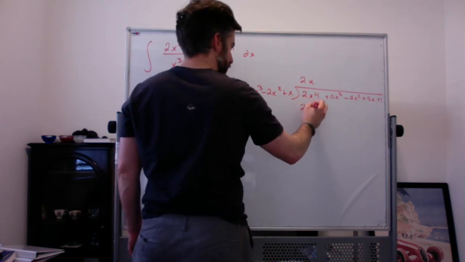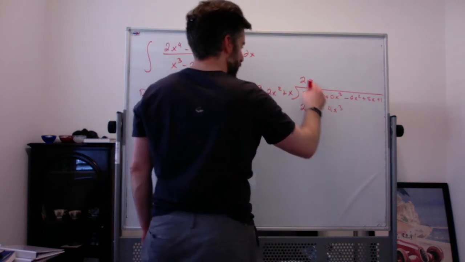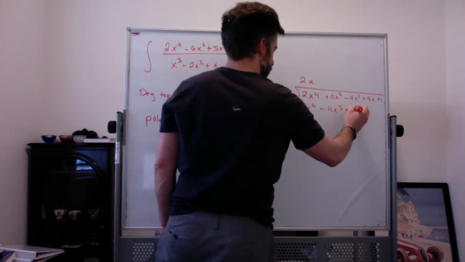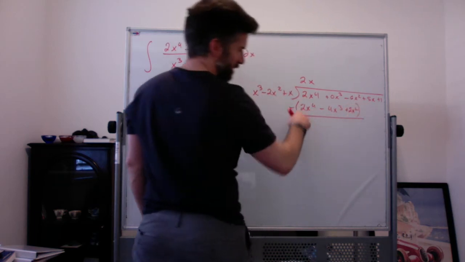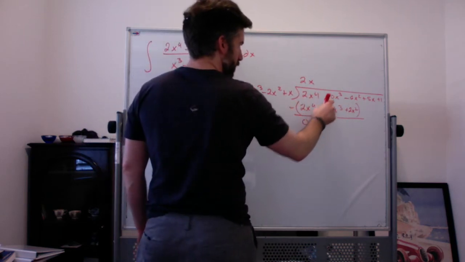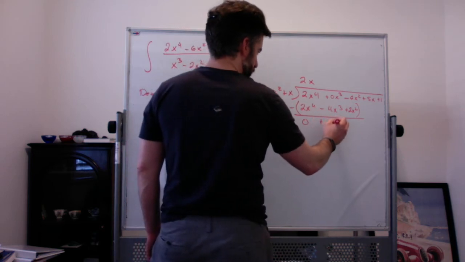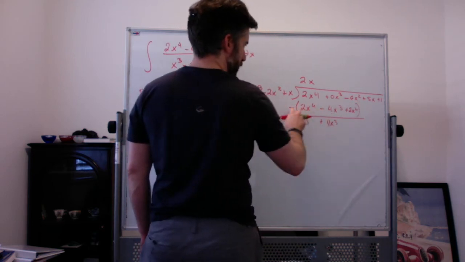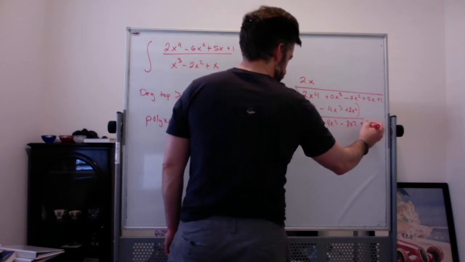I get 2x to the fourth. 2x times minus 2x squared is minus 4x cubed, and 2x times x is plus 2x squared. Then we subtract. So we'll do this thing where they change all the signs, whatever. This minus this is 0. 0x cubed minus negative 4x cubed is plus 4x cubed. And negative 6x squared minus 2x squared is minus 8x squared. Bring down the next term.